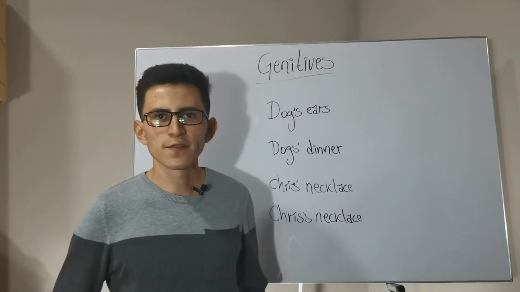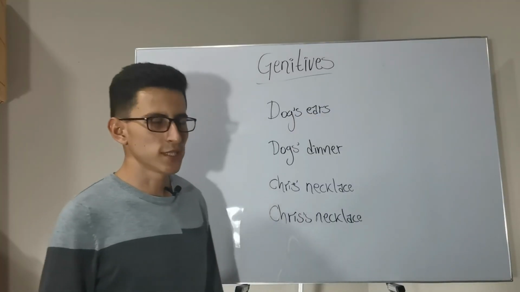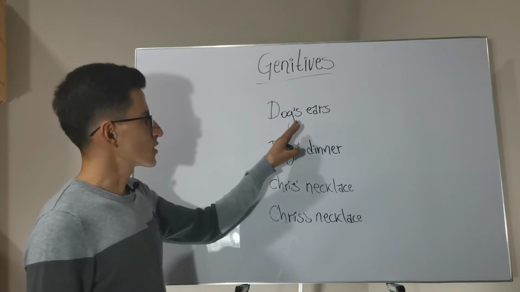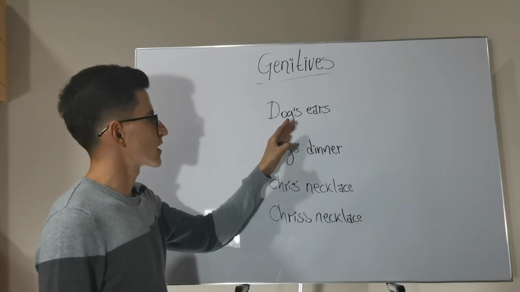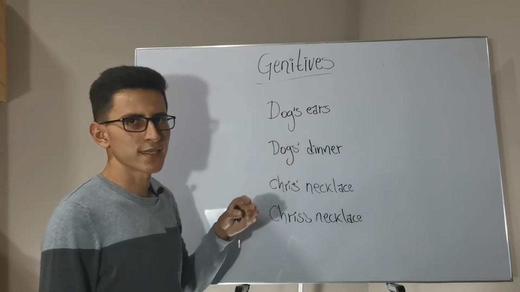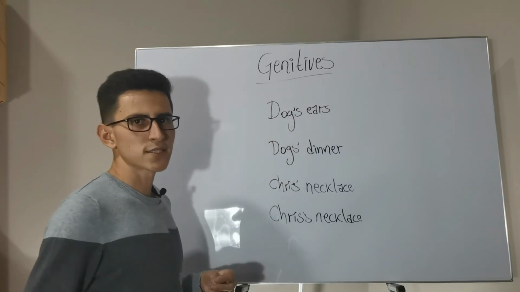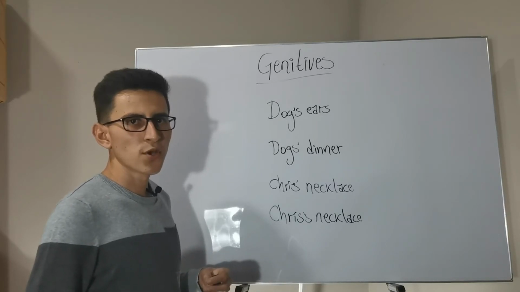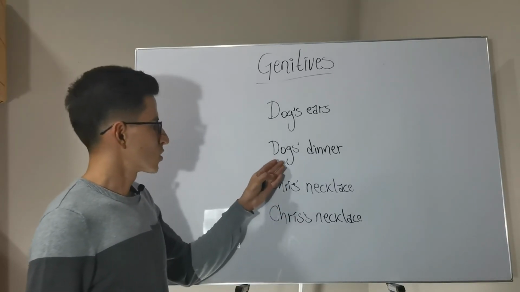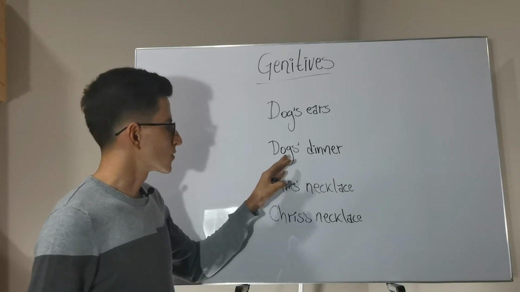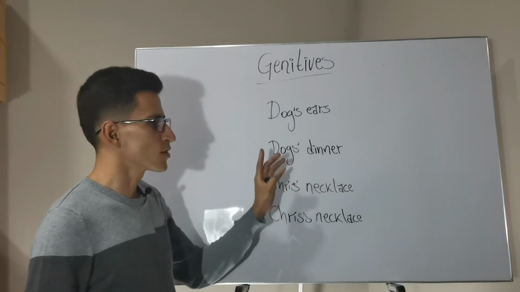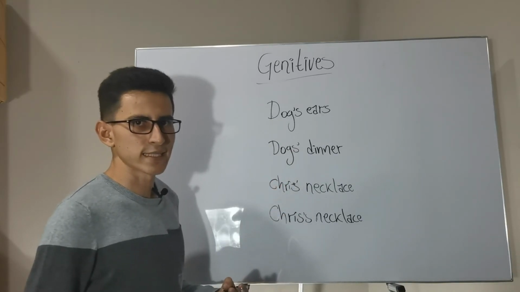In the case of a singular noun, we do this. Dog's ear. We just add the apostrophe after the noun and we add the letter s. In the case of a plural noun, we go like this. Dogs' dinner. This is a plural noun, so we just add the apostrophe after the s.